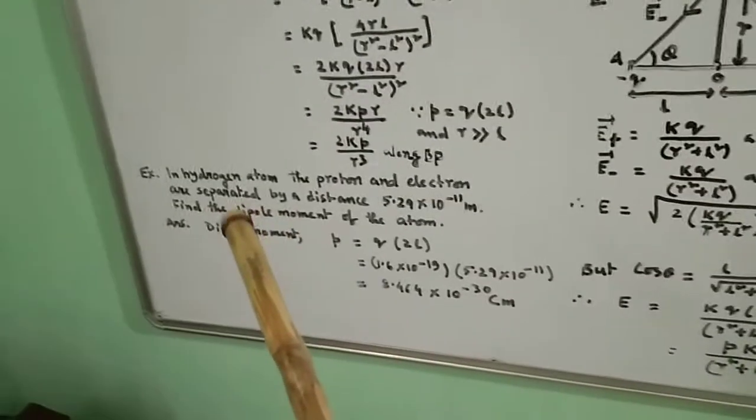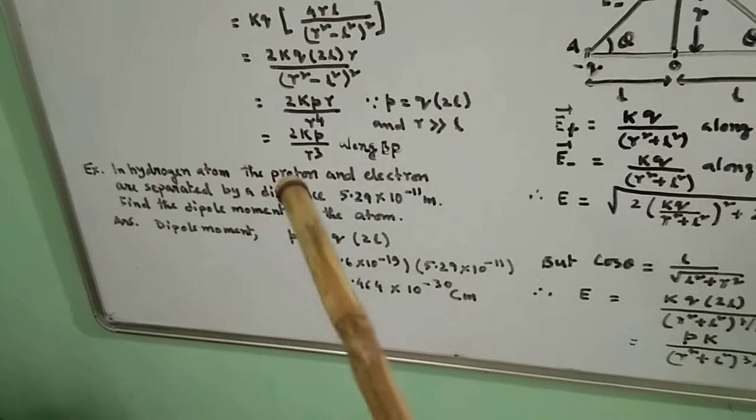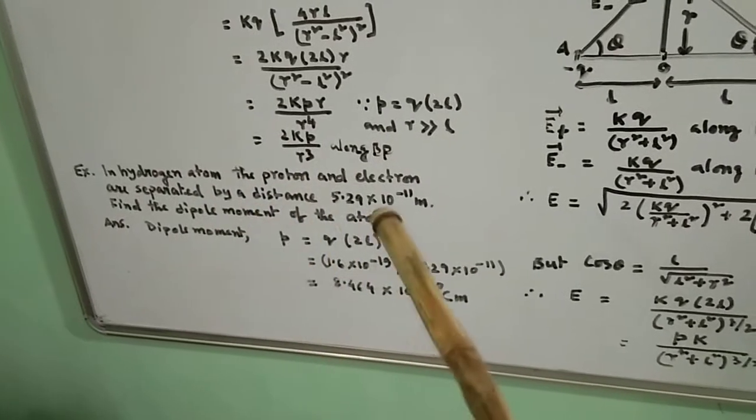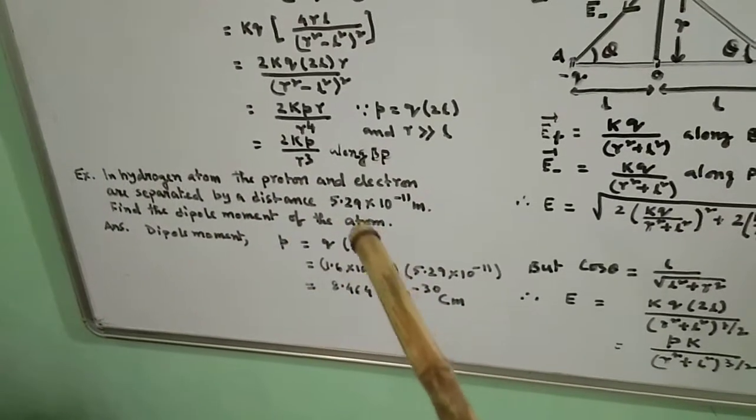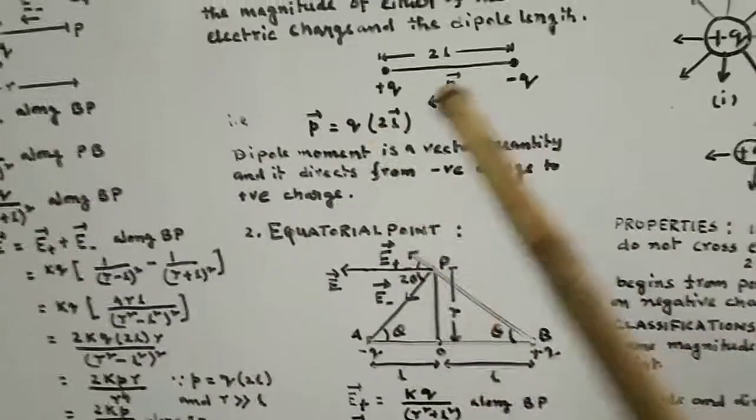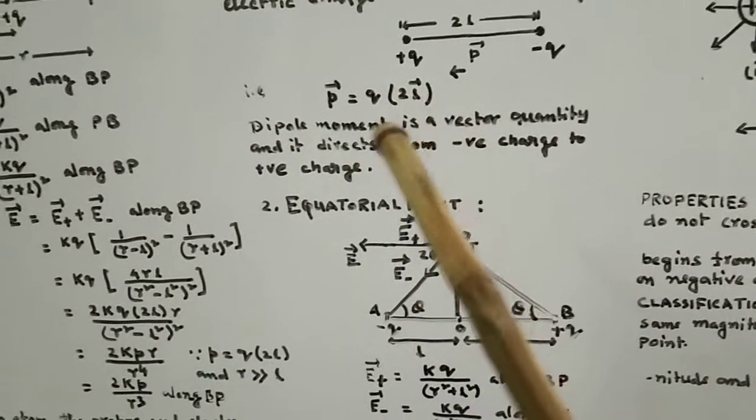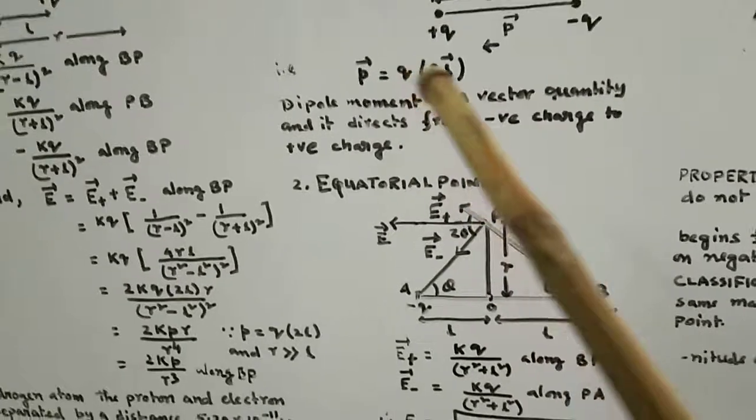Now let me go for this numerical. It says that in a hydrogen atom, the proton and electron are separated by this distance. Find the dipole moment of the atom. So you have to use this expression: p equals q times 2l. Dipole moment is denoted by p, so p equals q times 2l.